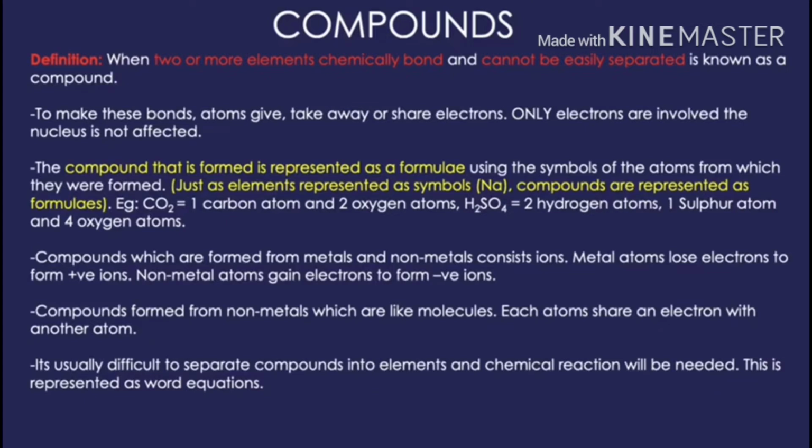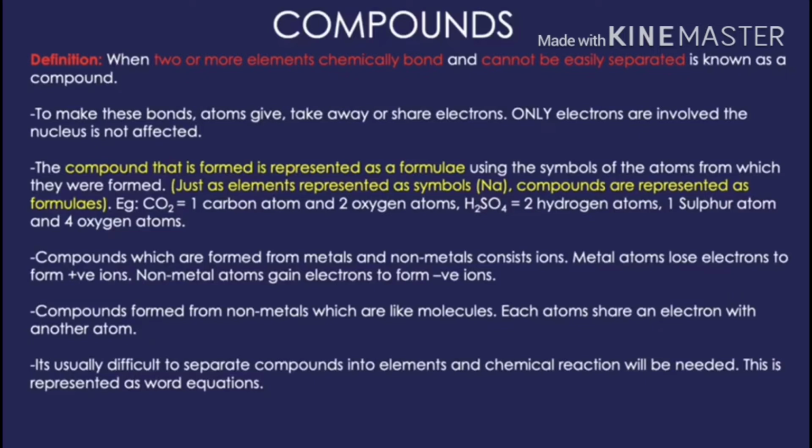The compound that is formed is represented as a formula, which uses the symbols of the atoms from which it is formed. Just as elements are represented by symbols, so for example, a sodium element is represented as Na, compounds are also represented as formulas. So for example, carbon dioxide or sulfuric acid, which is H2SO4. Compounds which are formed from metals and non-metals consist of ions. So when metals lose electrons, they form positive ions, and non-metal atoms usually gain electrons and form negative ions. This will be covered in more detail when we are talking about bonding as one of the topics.